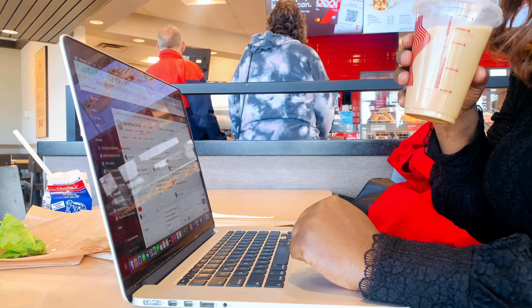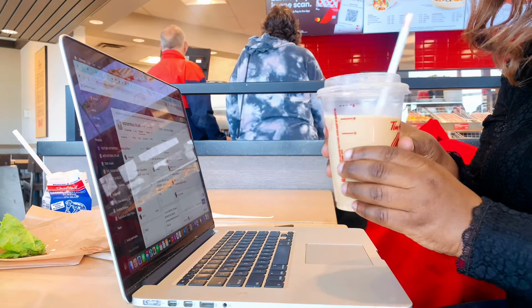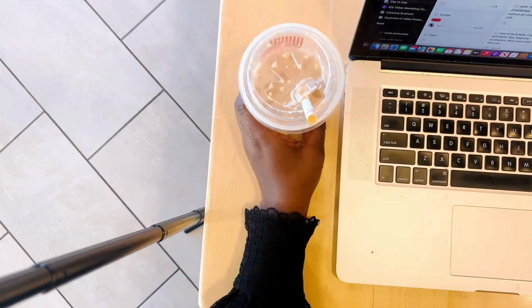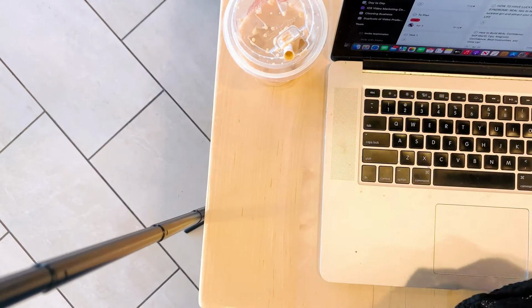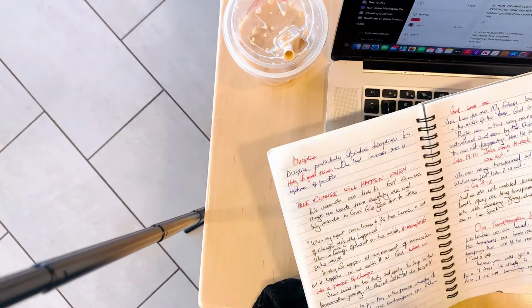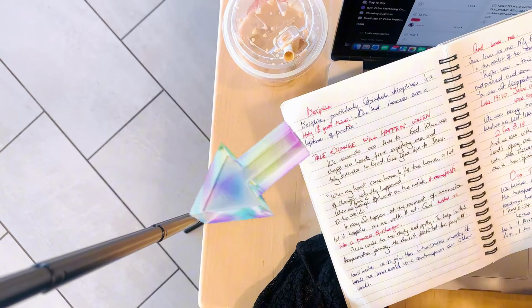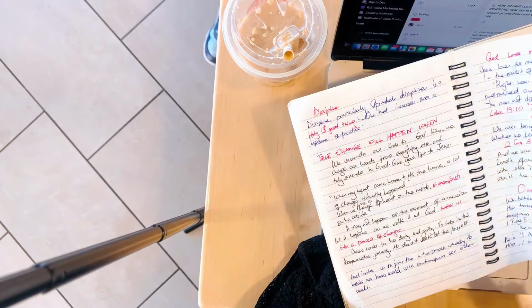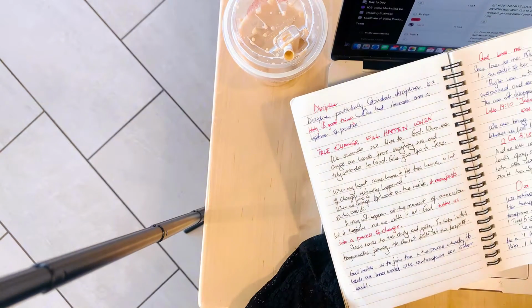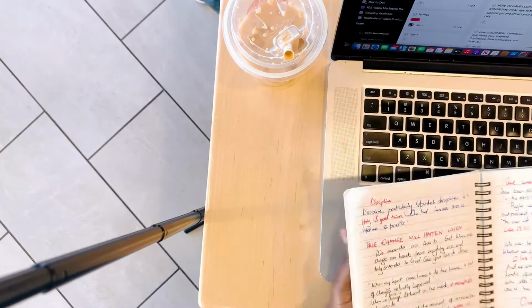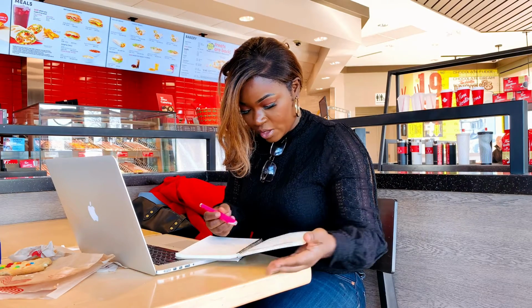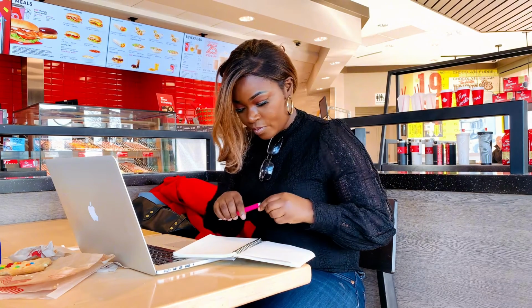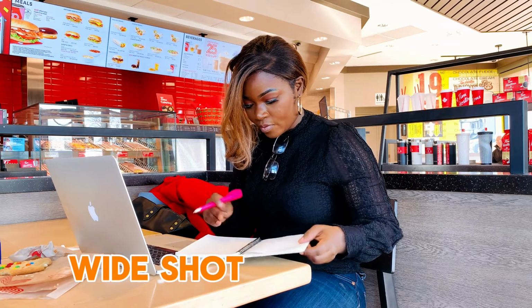And this is what I've seen has worked for some of the vloggers that I watch, like Katie Steckley. Even being able to bring your camera above you, as you can see here, that is the tripod on the left. And I am also showing you I'm about to start working on my notebook. And then notice what I end up doing here is, as I flip a page, I then go back to a wide shot, you know.